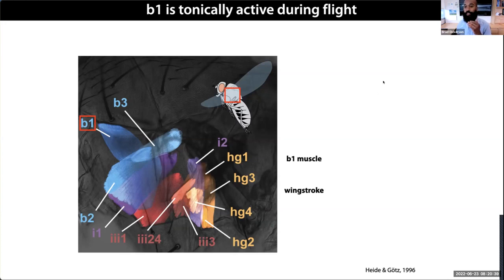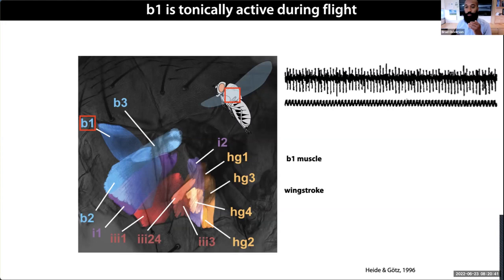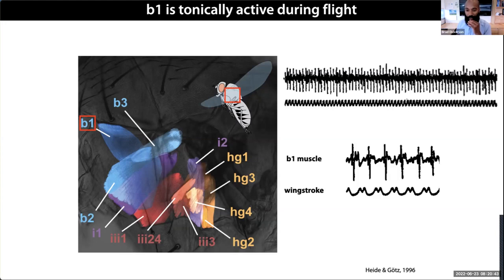And so if you do this, what you find is, up top, the muscle action potentials from the B1 muscle, and below is the wing stroke. And this is just a zoom in of a few wing strokes. And you can see that this muscle is firing at a preferred activation phase.